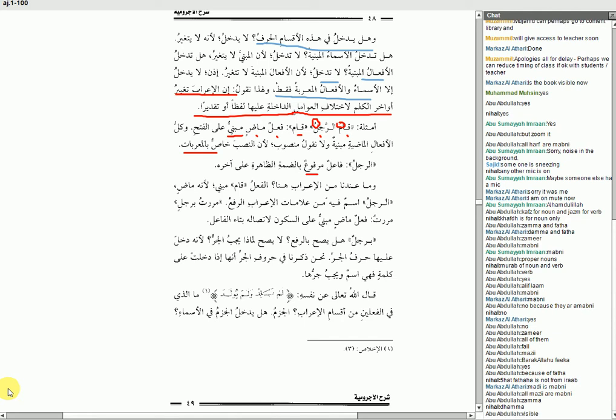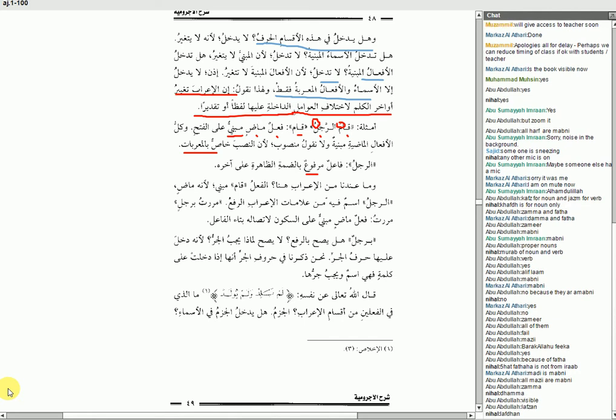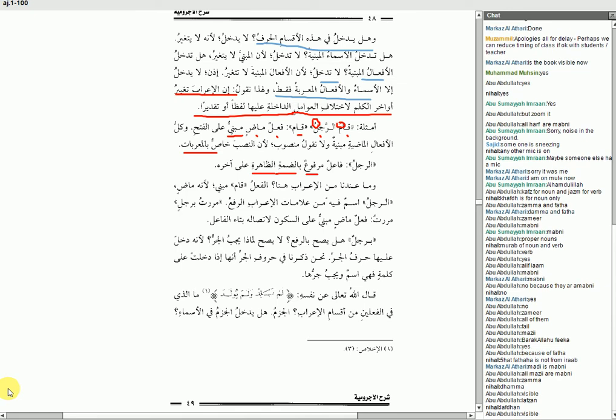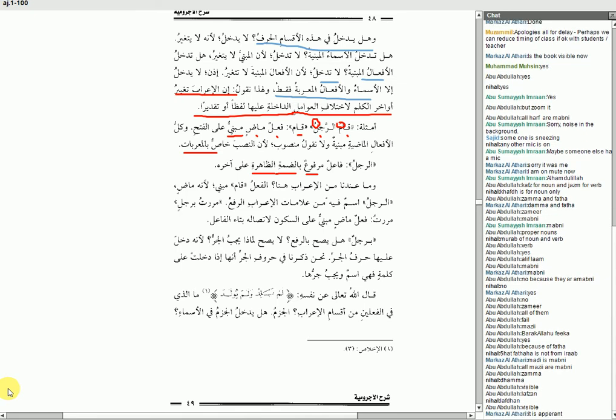Lafdan, it's visible. So, the word for visible is dhahira. So, marfu'un, absolutely, is lafdan. So, you say marfu'un bid-dhamma al-muqaddara or al-dhamma al-dhahira? Dhamma al-dhahira. Why do we say dhahira? Because we can see it, because it's visible, because it's lafdan. Okay. Where is it? Is it visible at the end of the word?